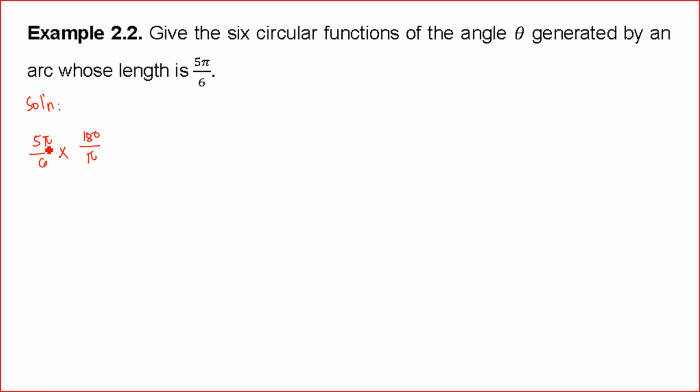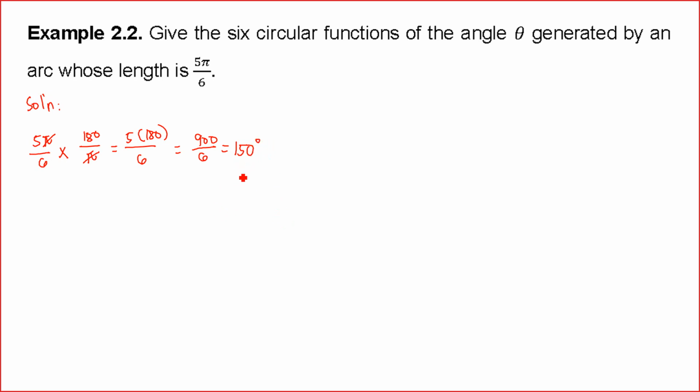So here, the pi is divided out. What we have here is equal to 5 times 180 over 6. And remember that 5 times 180 is equal to 900. So 900 over 6, and 900 divided by 6 is equal to 150. So in other words, the angle is 150 degrees.